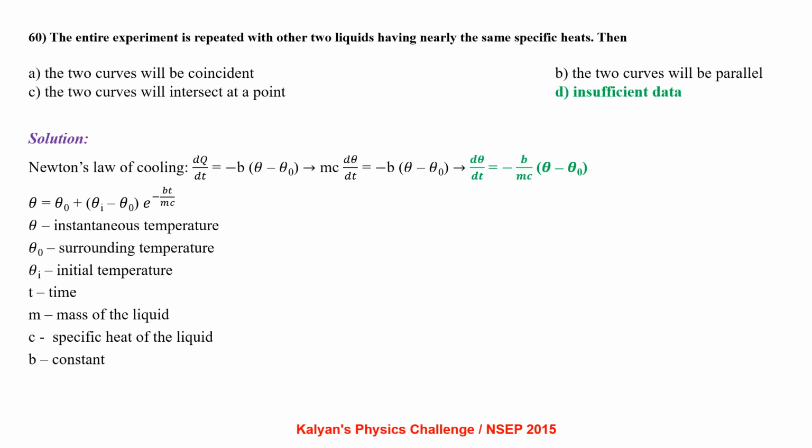Newton's law of cooling: dQ by dt equals minus b times (theta minus theta naught). m c d theta by dt equals minus b times (theta minus theta naught). From there, d theta by dt equals minus b by mc times (theta minus theta naught). Rearrange the terms and integrate to obtain theta equals theta naught plus (theta initial minus theta naught) e to the power minus b by mc times t, where theta is instantaneous temperature, theta naught is surrounding temperature, theta initial is initial temperature, and t is time.